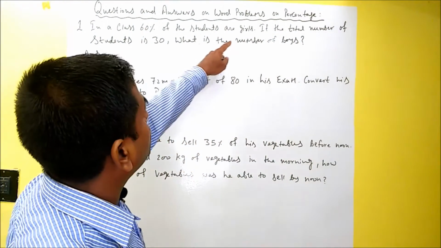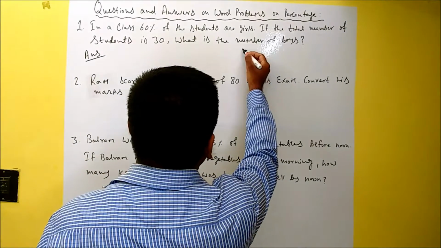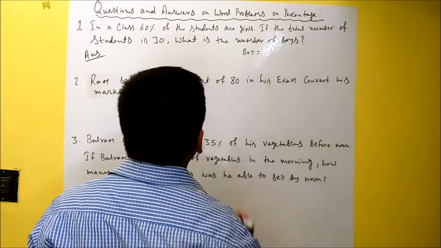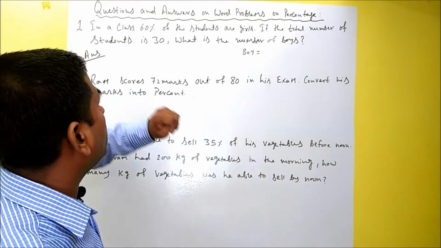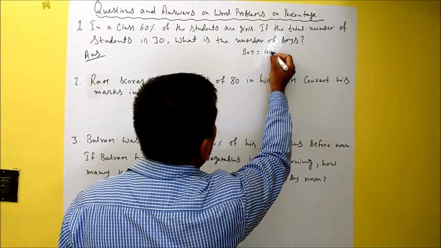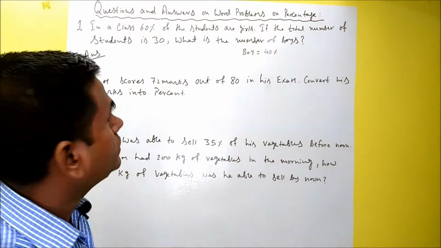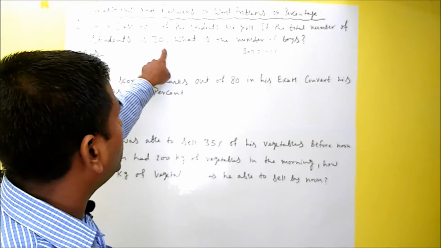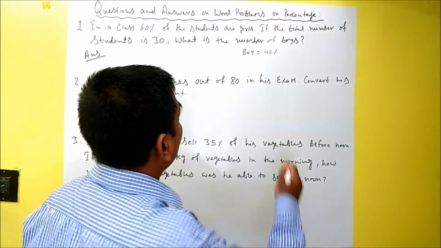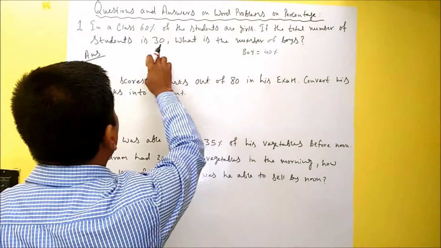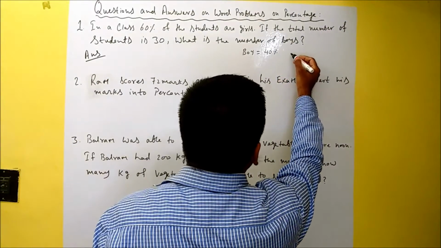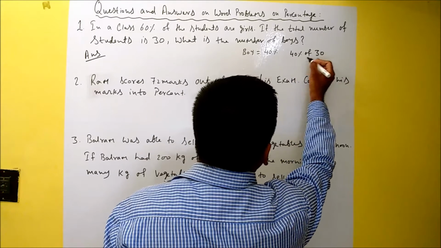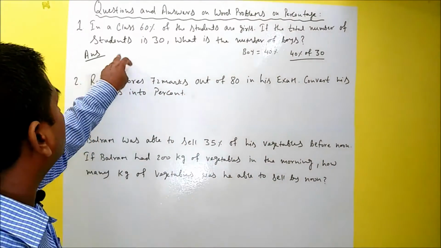So 60% of the students are girls. That means out of 100, 60 are girls. So what is the percentage for boys? If we subtract 100 minus 60, we get 40% boys. 40% are boys in the class. If the total number of students is 30, what is the number of boys? The total number of students is 30, so we have to find out 40% of 30. If you solve this, you will get the answer for the first question.